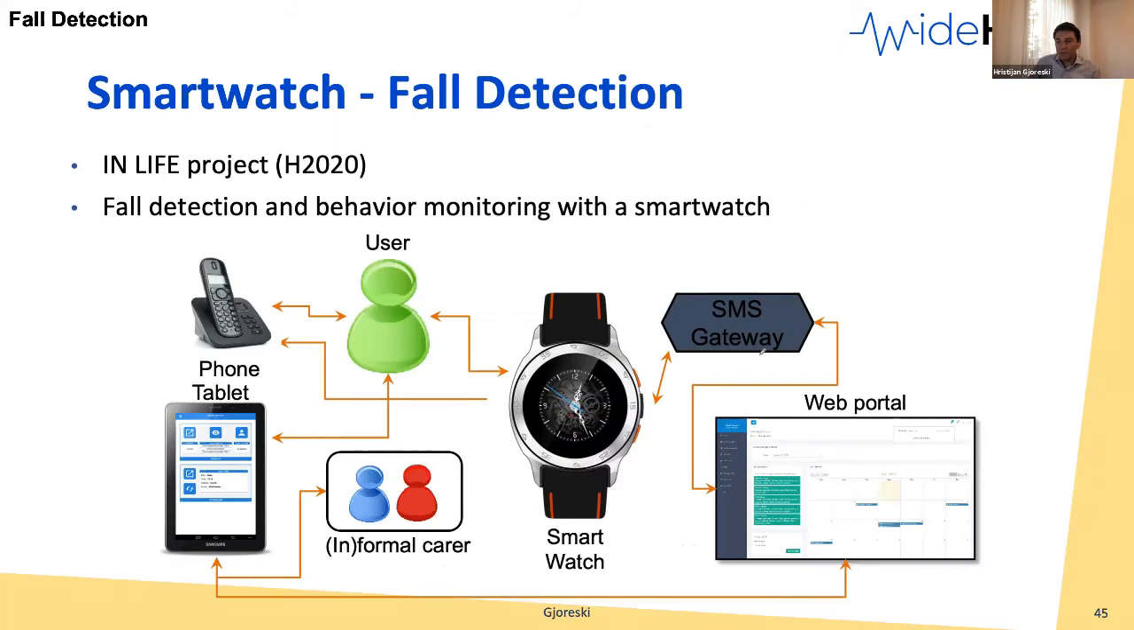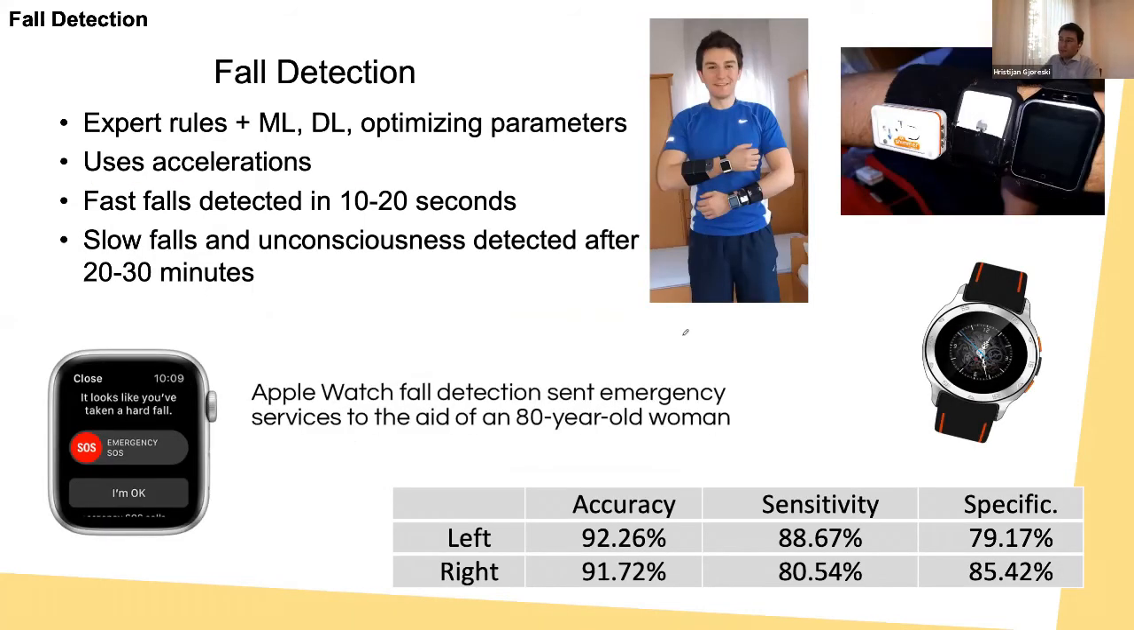Then we continued with this study in the InLife project, which was a Horizon 2020 project, where we said, let's put this into a smartwatch. So we developed a prototype smartwatch that, when a fall is detected, will inform a call service. Also, it will inform some web portal, which will send an SMS, actually. The idea is for the watch to work outside as well. And we did that. We developed the algorithm.